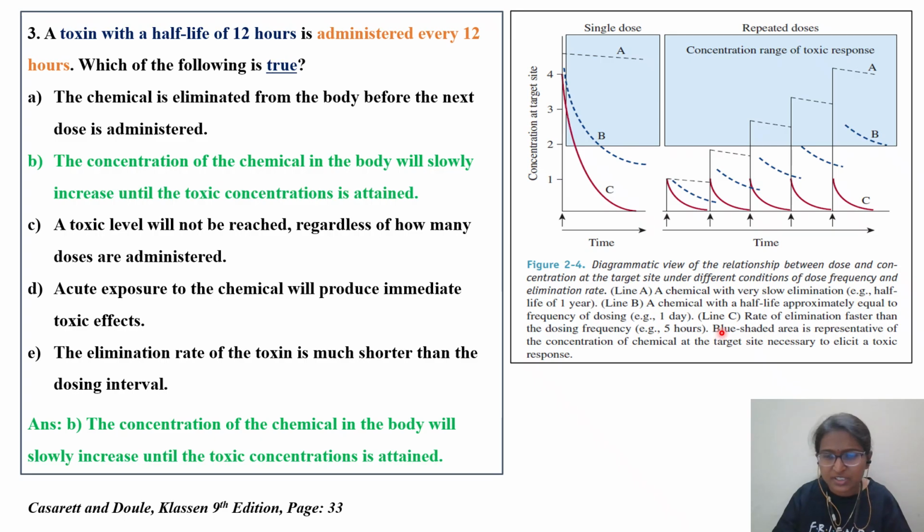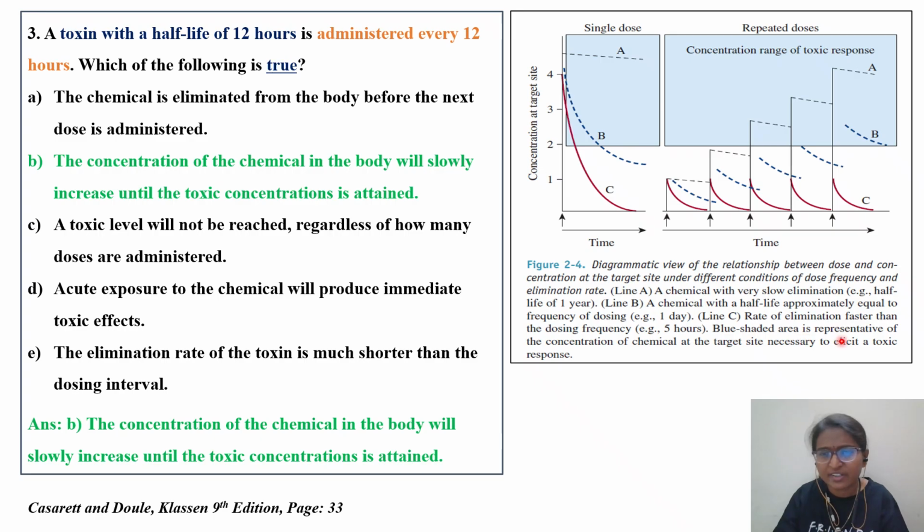Line B we have discussed. Let's see this line C, that red colored line. Rate of elimination is faster than the dosing frequency. You have administered 5 mg of drug and the half-life is, for example, 2 hours. The drug is going out of your body within 10 or 15 minutes. So elimination half-life is faster than the next dosing frequency. But here they have given the example of 5 hours.